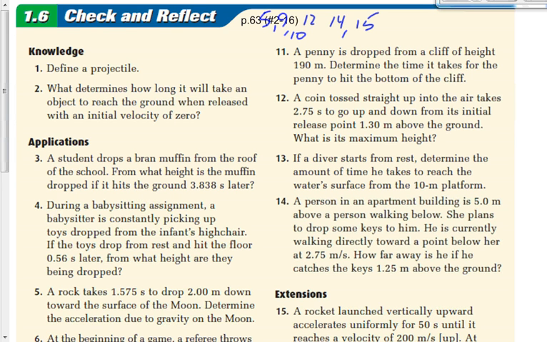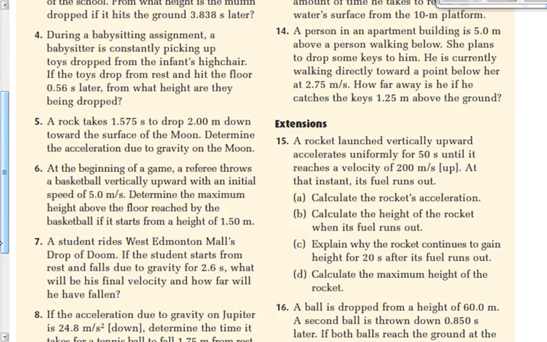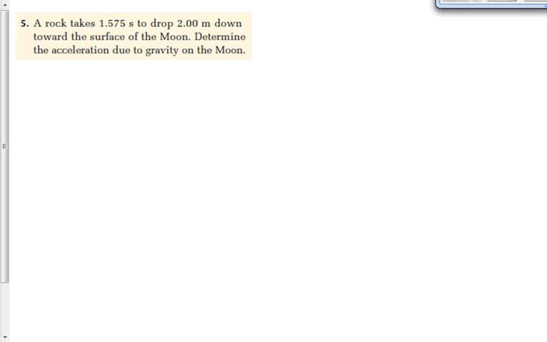All right, everyone, our homework that we had last night, page 63, 2 to 16, and we got a number of questions that we need to go over here, starting with question number 5. Question number 5 says, a rock takes 1.575 seconds to drop 2 meters down toward the surface of the moon. What's the acceleration due to gravity on the moon?